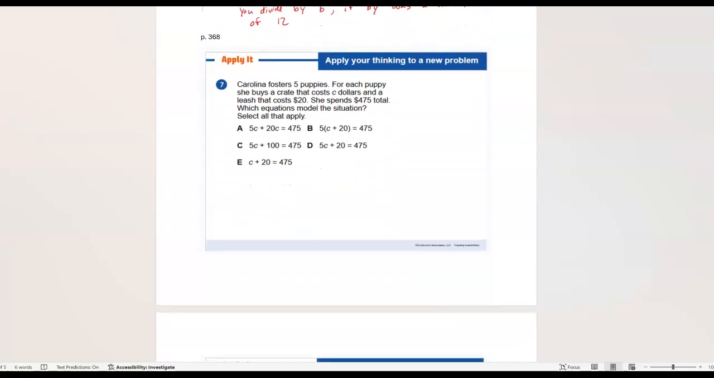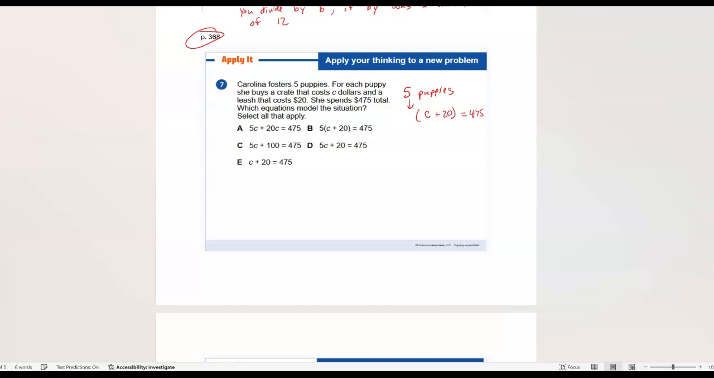We're on to page 368. All right, so Carolina fosters 5 puppies. For each puppy, she buys a crate that costs $C and a leash that costs $20. She spends $475 total. Which equation models the situation? So again, she's buying for 5 puppies. And for every puppy, she's got to buy a crate, and we don't know how much that costs, plus a leash, that's $20. And she knows that she spends a total of $475.